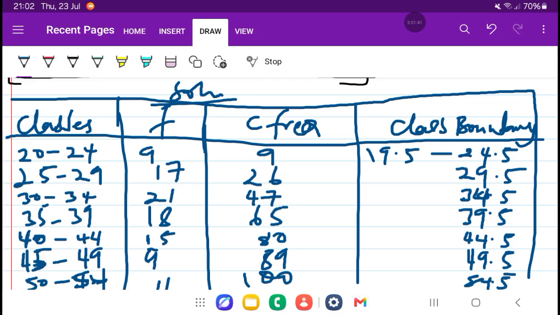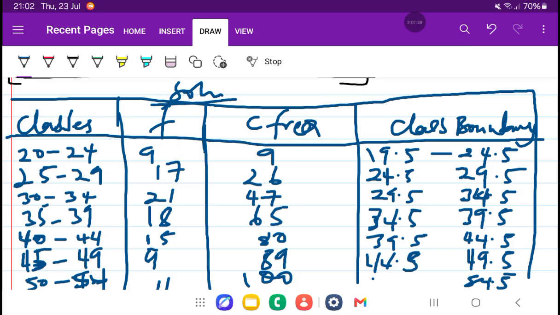So we just carry this one, we bring it this side, 24.5. This one we take this side, 29.5. This one here, 34.5. This one here, 39.5. This one here, 44.5. Then 49.5. And we are done.